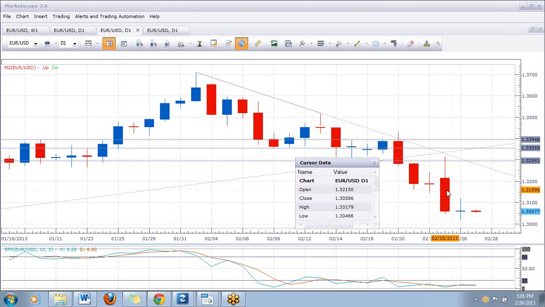So, trading journal. Okay, so this is very much the Euro dollar. Yep, there's an M2 right there. So here's a potential M2. You'll notice how the open is 1.3215. The close is 1.30586. We add them up.